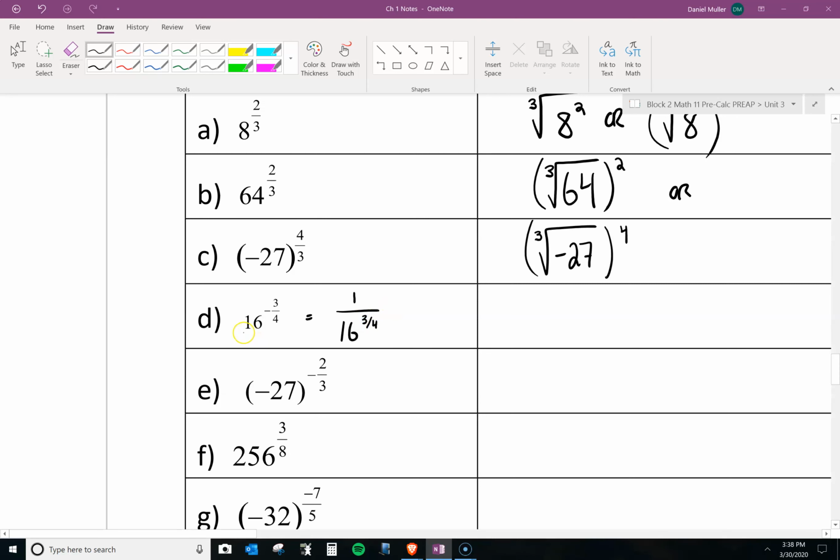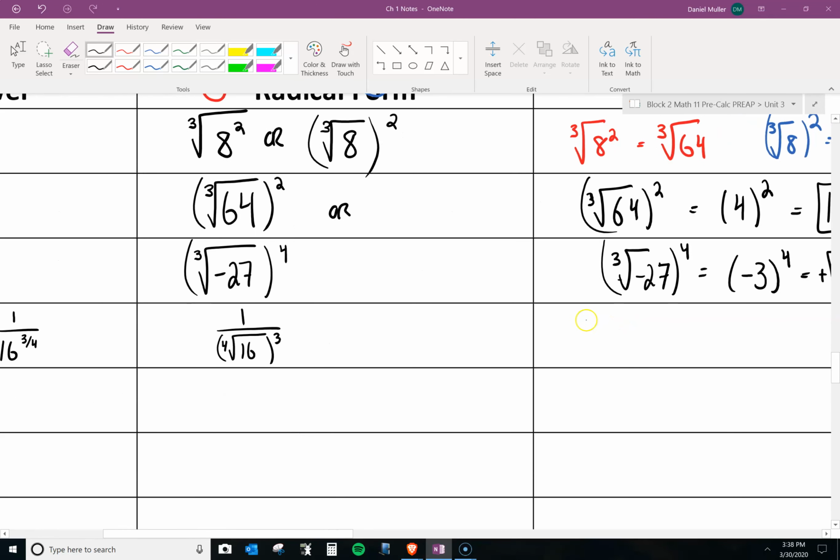That's awkward. So this is going to be over 1. Any number is always over 1. And then with a negative exponent, I'm going to bring it down below. So I brought it down below. And now I'm actually going to write it in radical form. So 1 over, and I'm going to do the denominator, 4th root of 16 cubed.